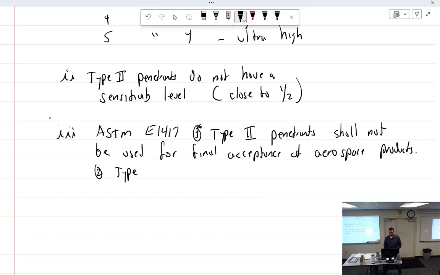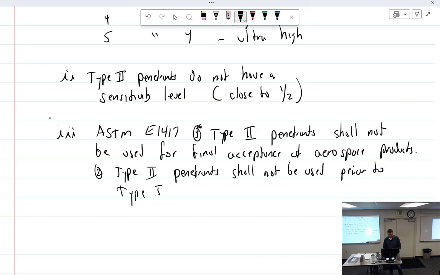If type 2 shall not be used for final acceptance, could you use a type 2 for preliminary acceptance according to that sentence? Yes. Okay. According to that sentence, type 2 penetrants shall not be used prior to type one on the same surface. So in other words, you cannot use the red visible dye on aerospace products, and you cannot use red dye before you use the fluorescent.